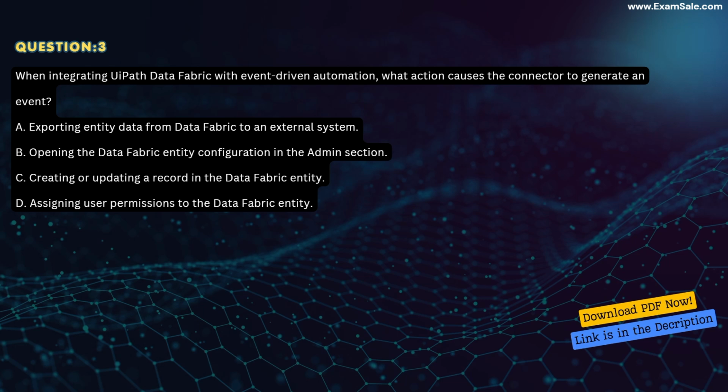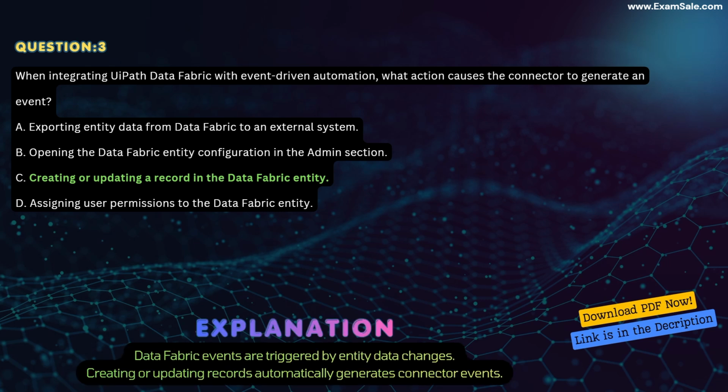Correct answer: C. Creating or updating a record in the Data Fabric entity. Explanation: Data Fabric events are triggered by entity data changes. Creating or updating records automatically generates connector events.